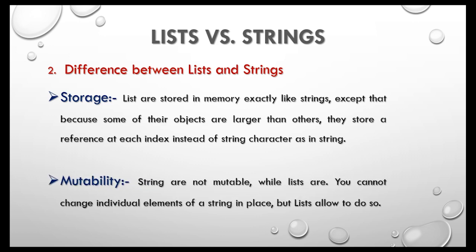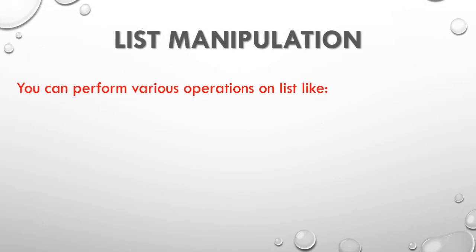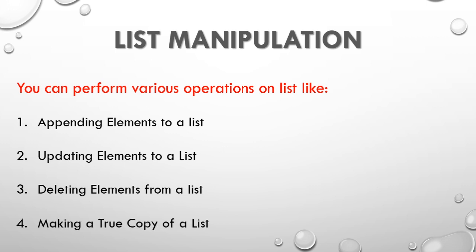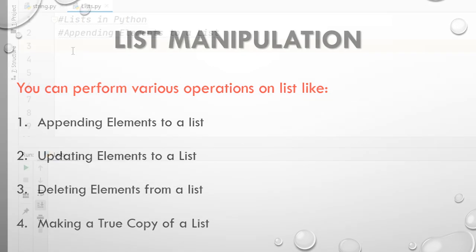Next is mutability. Strings are not mutable. We cannot change an individual element of a string. But in a list we can change an individual element because lists are mutable. Now move to the next topic, that is list manipulation. You can perform various operations on a list like appending an element into a list, updating an individual element of a list, deleting an element from a list, and making a true copy of a list. To better understand, I will show you with a practical example.